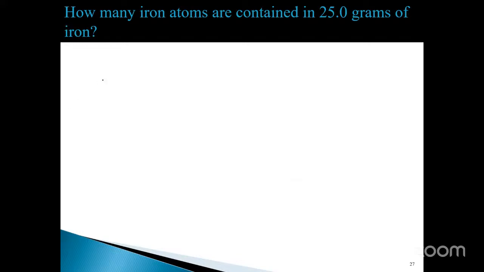The way I would approach this problem is that I would start off with the mass in grams of iron, and then I'll convert that to moles, and then I'll convert that to the number of iron atoms. To get from grams to moles, you would use the molar mass, and to get from moles to the number of atoms, you would use Avogadro's number.